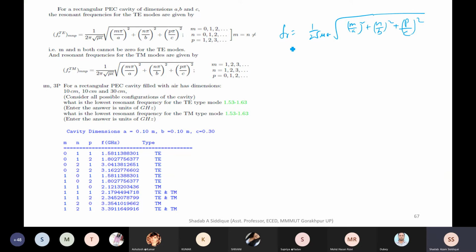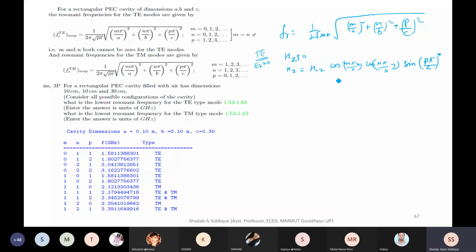And for the TE mode, EZ should be equal to 0, and HZ should not be equal to 0. So HZ comes out to be H naught Z cos m pi by a into x, cos n pi by b into y, and for the cavity resonator, because this is not e to the power minus j beta g into z, it is sine p pi by c into z.